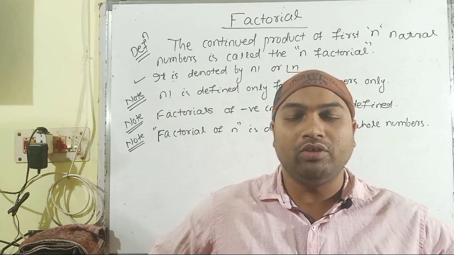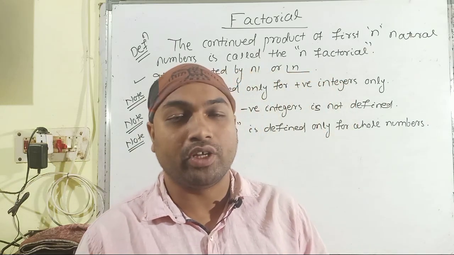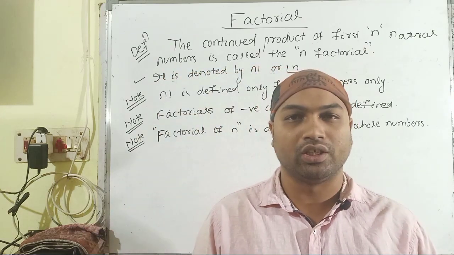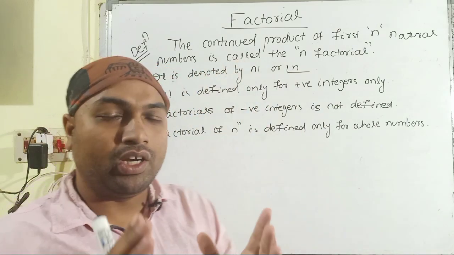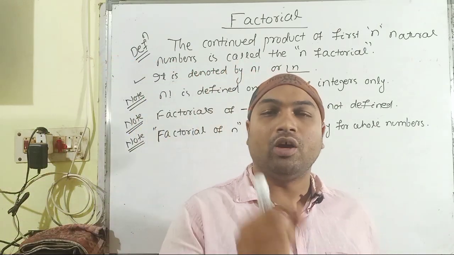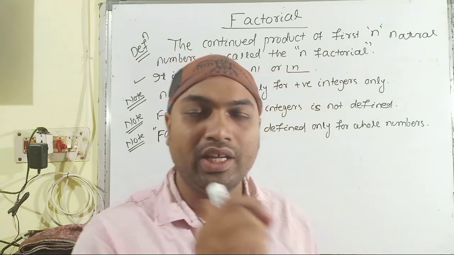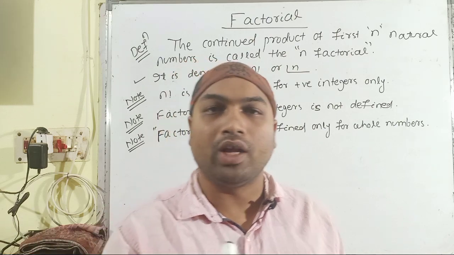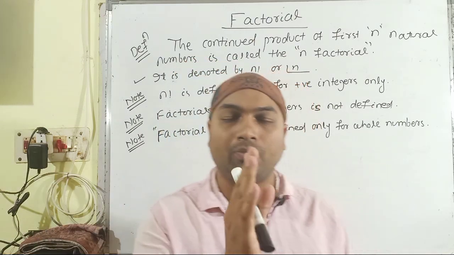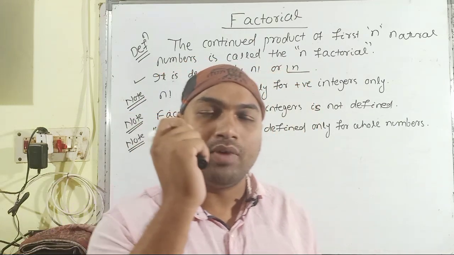In this topic we are going to discuss the topic of factorial, particularly in this video session. So let us discuss the topic factorial. First of all, let us go through the definition of factorial. The multiplication, or the continued product, of the first n natural numbers is called n factorial. That means we have to start from the number 1.